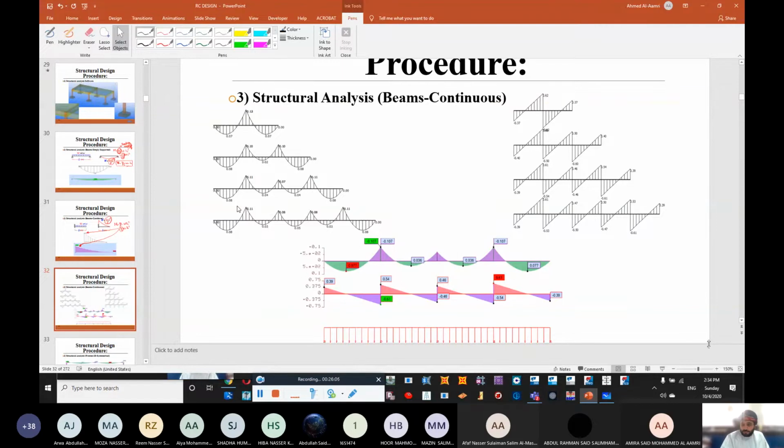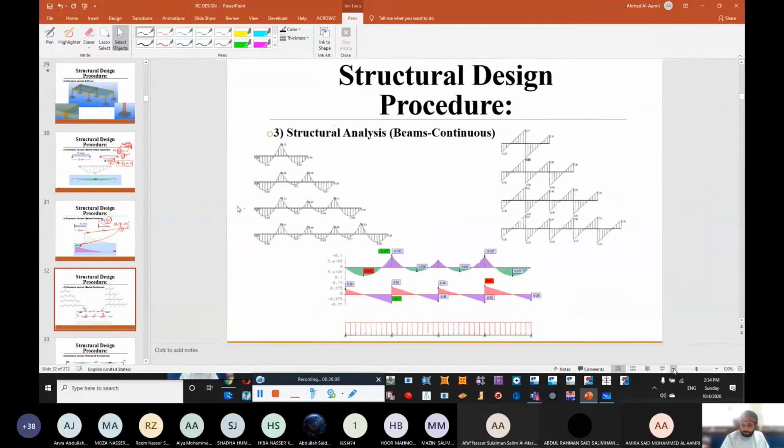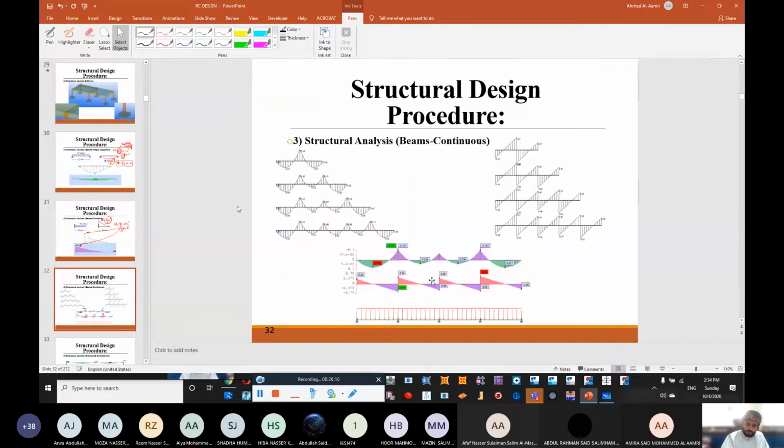Okay, now we'll start playing a little bit here. This is a structural analysis for a continuous element. Here we have used different software. This is Robot Structural Analysis, and this, I believe, is Lendo. So this is the bending moment diagram, and this is the shear force.